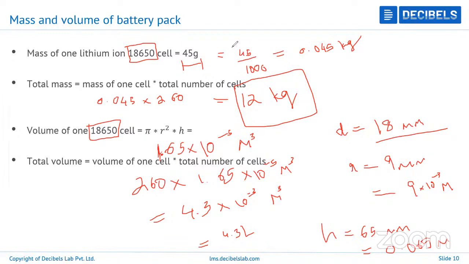So 4.3 liters. Always make sure that you convert your total volume to liters. It is okay if you keep it in meter cube, but usually it is expressed in liters. Because you're trying to compare a fuel tank of an IC engine car to that of a battery pack. So your total volume will then be 4.3 liters.